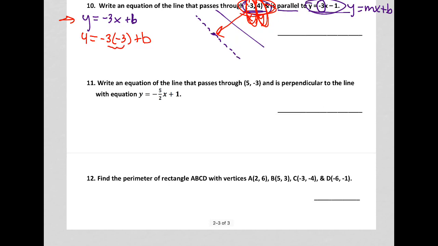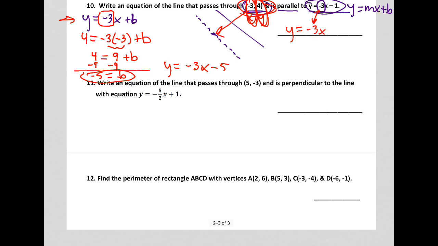So basically if we simplify, we get 9 here. So we have 4 equals 9 plus b. And if we subtract 9 from each side to get b by itself, we have b equals -5. So we know our b is -5, we know our slope is going to be -3. So the final equation we should have is y equals -3x, and our b we just found was -5. So I'm just going to write that on the line. So y equals -3x, because notice they need to have the same slope if they're parallel, but they have different b values.